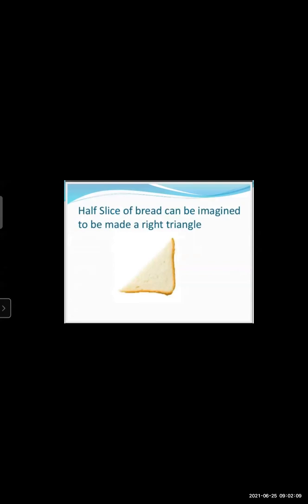Half slice of a bread can be imagined to make a right angle triangle. Okay, right angle triangle. So for this, we know the properties or how a right angle triangle is formed, the angles, their hypotenuse side, adjacent side, all these things we know. So we take a bread slice and we take half slice of a bread. So see, it looks like a right angle triangle.